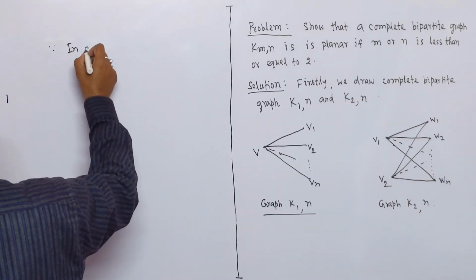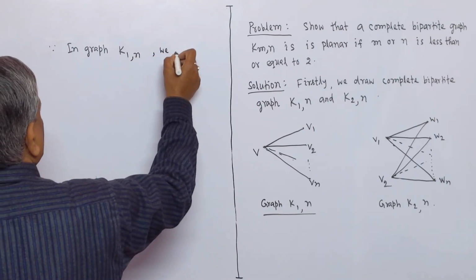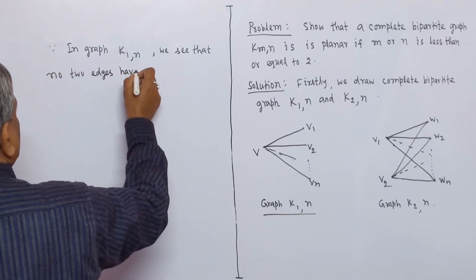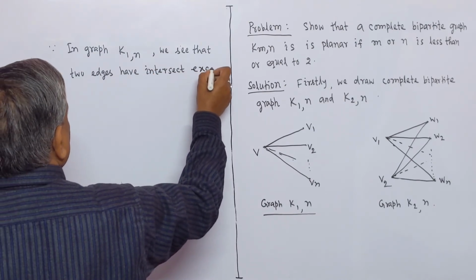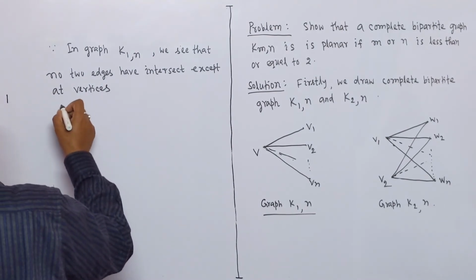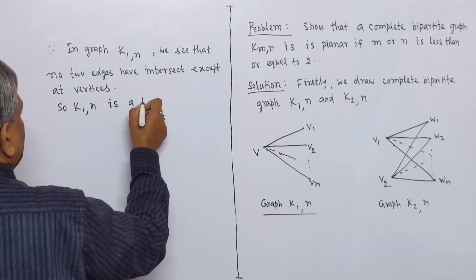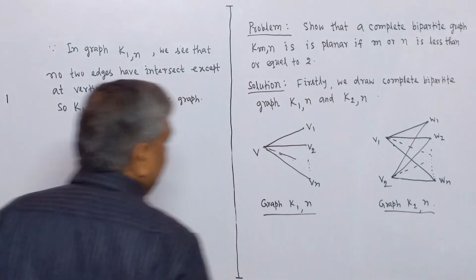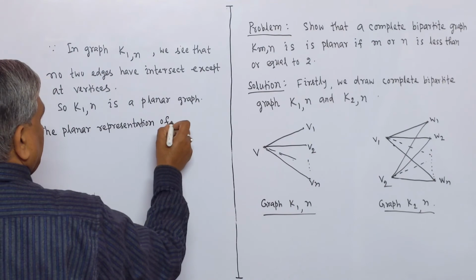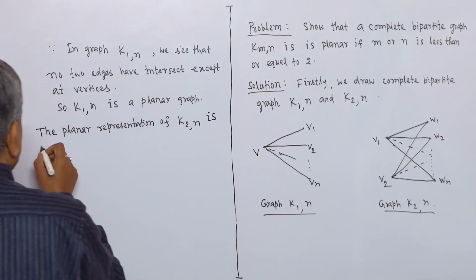Since in graph K1n we see that no two edges intersect except at vertices, so K1n is a planar graph. The planar representation of K2n is as follows.